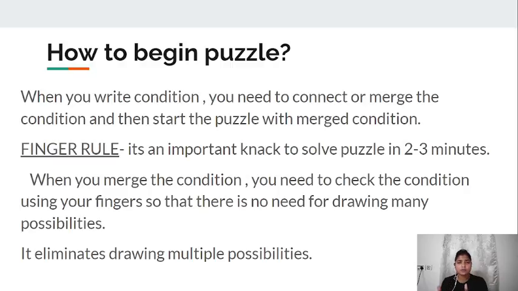After that, you will start writing conditions by seeing the first line itself. You will not read the whole puzzle, right? And after writing the conditions, we have no idea how to start the puzzle, from where to start. So for that you need to connect or merge the conditions. If there is one person having a lot of connections with many people, then you merge all those conditions. That itself will solve half of the puzzle, right?